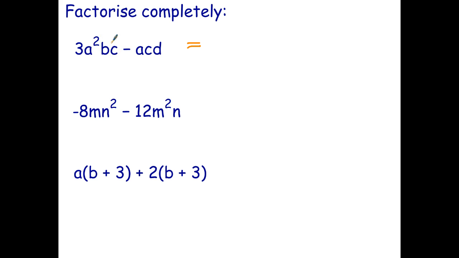Okay, looking at these two terms, the only common factor number is a 1, so I won't bother writing that. Looking at the A's, I've got two A's there and one A there. So A is a common factor, but only one of them, because I only have one A that's common. B's not common. C does appear in both terms, so C's a common factor, and D doesn't appear there, so D's not a common factor. So my highest common factor is AC.